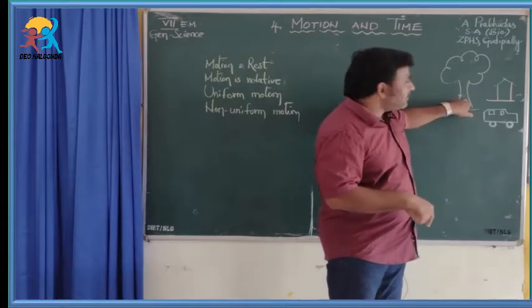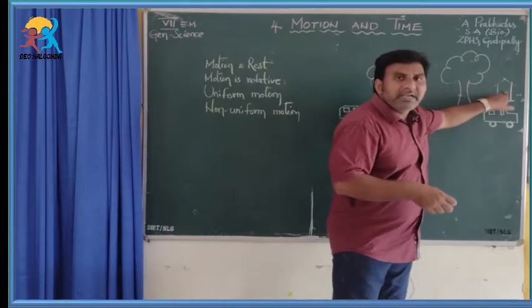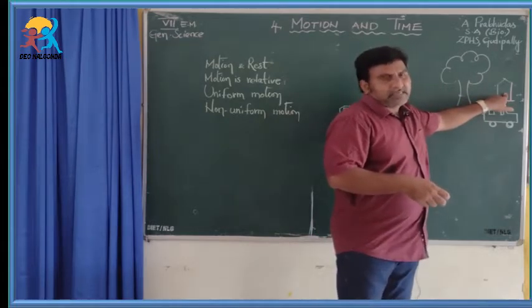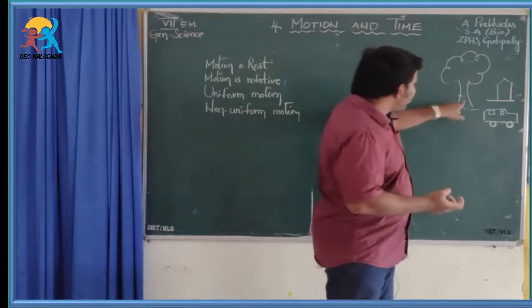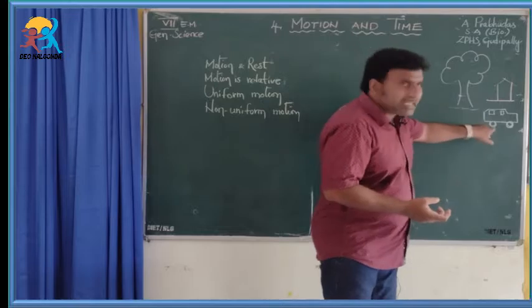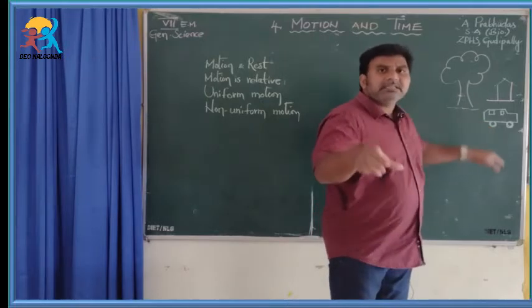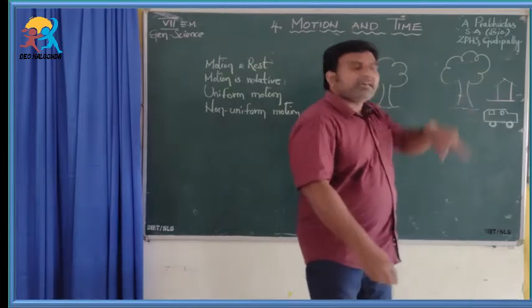Because the position of the tree is not changing with respect to the building near it. Now the position of the car is changed with respect to the tree in the surroundings. So we can say that the car is in motion and the tree is at rest.